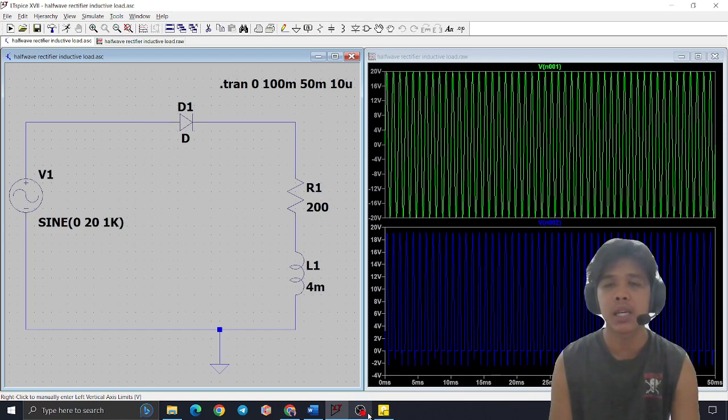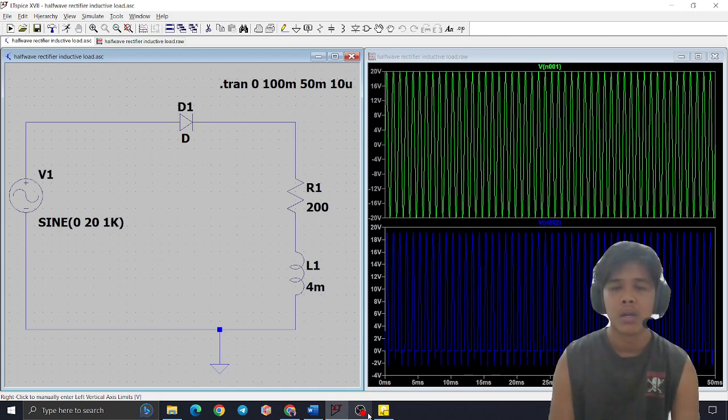Okay, so for the second circuit, also known as half-wave rectifier inductive load, as you can see at the circuit, we add one inductor beside the resistor. The inductive load is a component that stores the amount of energy that is so big, so that it will not cause trouble at the circuit.